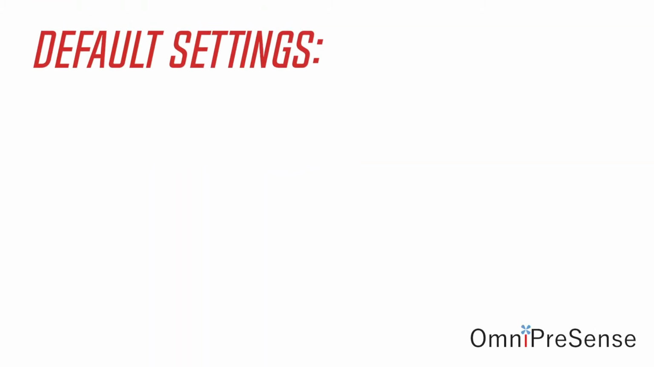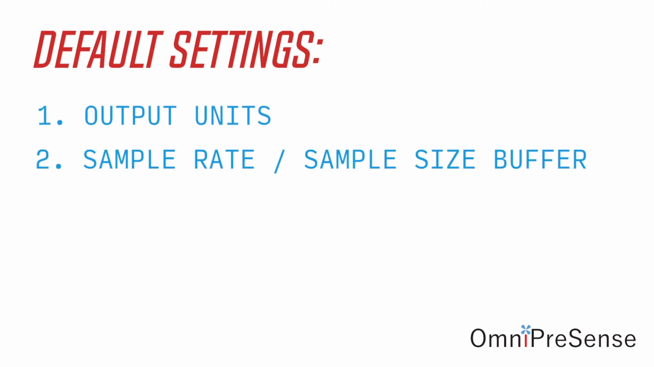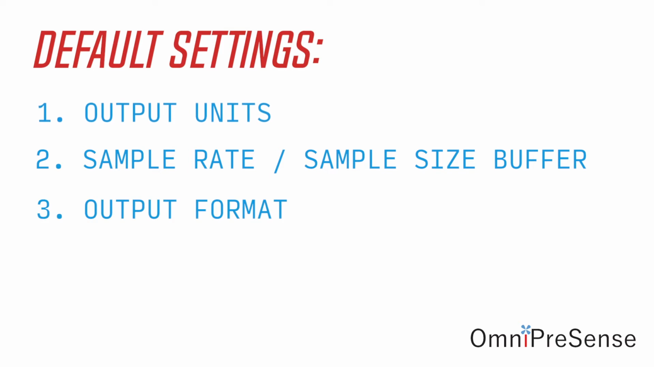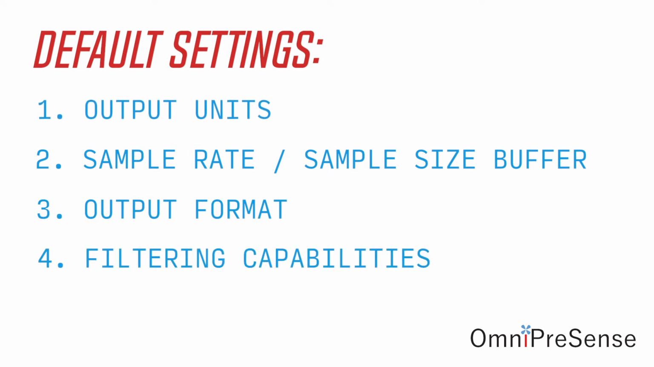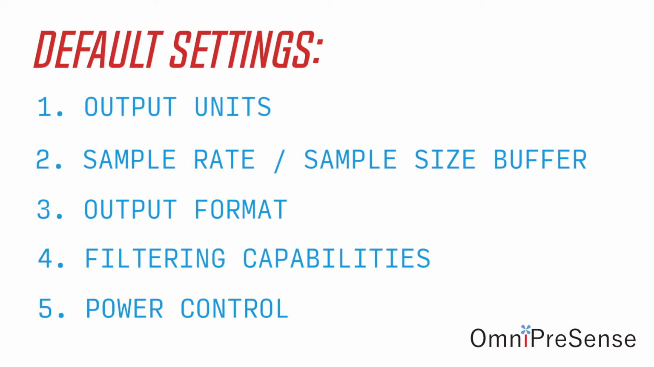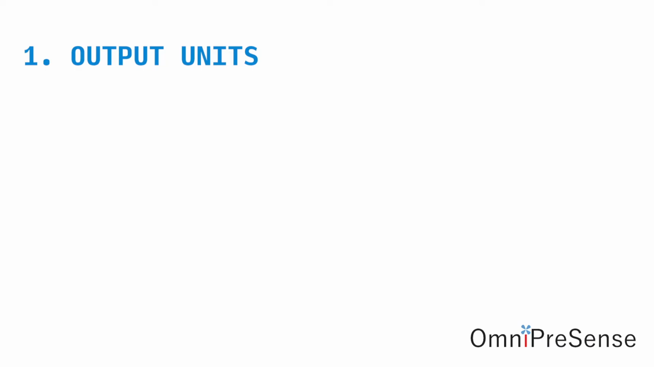The default settings of the module are set up to provide solid performance over a wide range of applications. Default settings can be grouped into 5 general categories. 1. Output units. 2. Sample rate or sample size buffer control. 3. Output format. 4. Filtering capabilities. And 5. Power control. The default output units are the velocity or range values set at meters per second or meters.